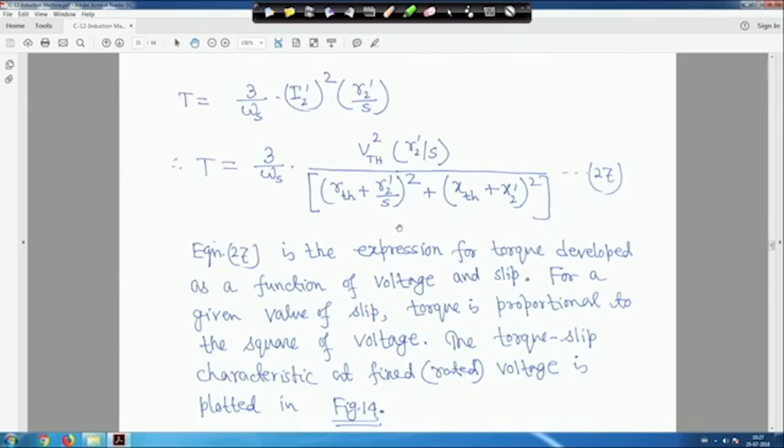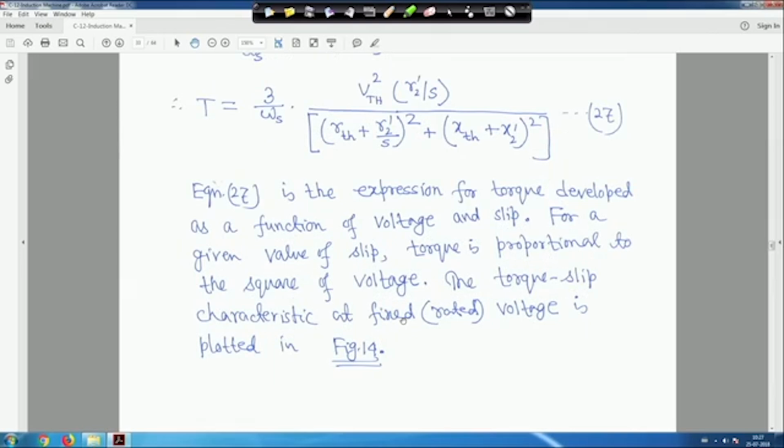So if you look at equation 27, it is the expression for the torque developed as a function of voltage and slip, right. For a given value of slip, if slip is known, the torque is then proportional to the square of your voltage, that is Thevenin voltage, right. If slip is constant, because all other parameters will remain constant. So the torque slip characteristic at fixed voltage is plotted in figure 14.